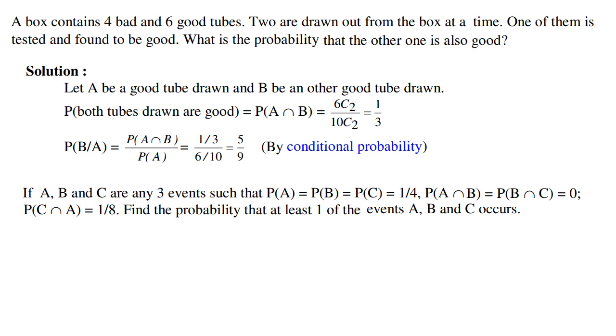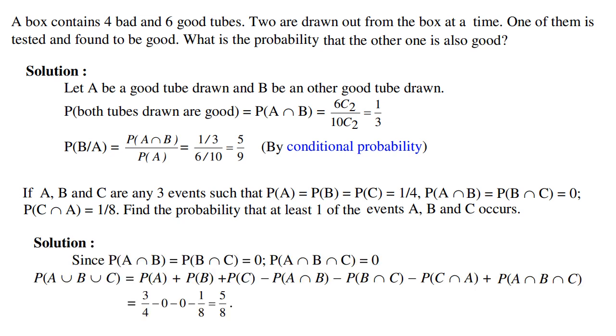If A, B and C are any 3 events such that P of A is equal to P of B is equal to P of C is equal to 1 by 4, P of A intersection B is equal to P of B intersection C is equal to 0, and P of C intersection A is equal to 1 by 8, find the probability that at least one of the events A, B and C occurs.